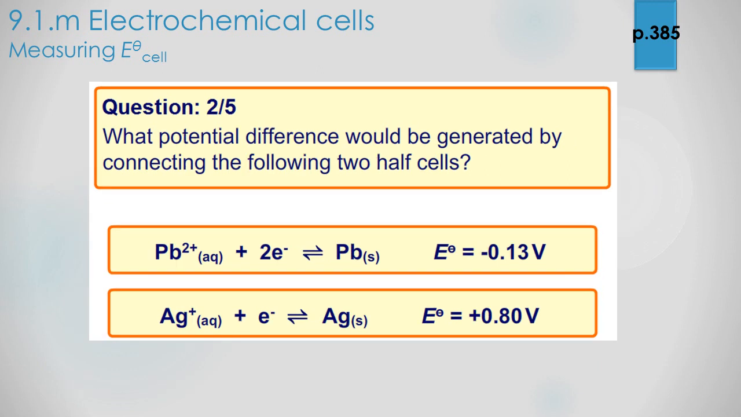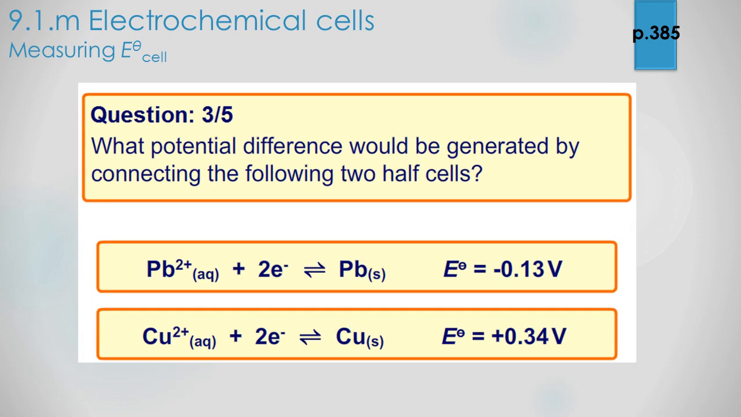Another question, this time we are considering Pb and Ag half cells. Pb2 plus plus 2 electrons forming Pb solid. The E0 is negative 0.13, which is more negative, so we have to place this half cell to the left. And Ag plus plus an electron forming Ag, the E0 is plus 0.8, so this half cell has to be placed on the right-hand side. E0 of the cell is equal to the E0 of the right-hand electrode minus the E0 of the left-hand electrode. 0.8 minus negative 0.13, it's going to be 0.93 volts.